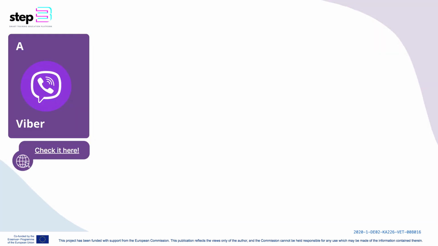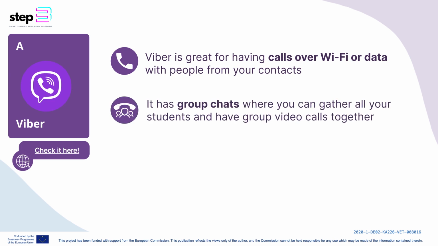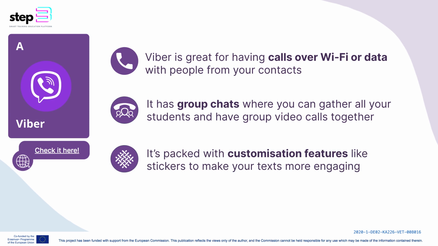Let's begin with the first one, Viber. Viber is very consumer-oriented, and it is great for having calls over Wi-Fi or data with people from your phone's contacts. It has group chats where you can gather all of your students and have group video calls together. It's really good for handling projects, for example. It is also packed with customization features like stickers to make your text more engaging.